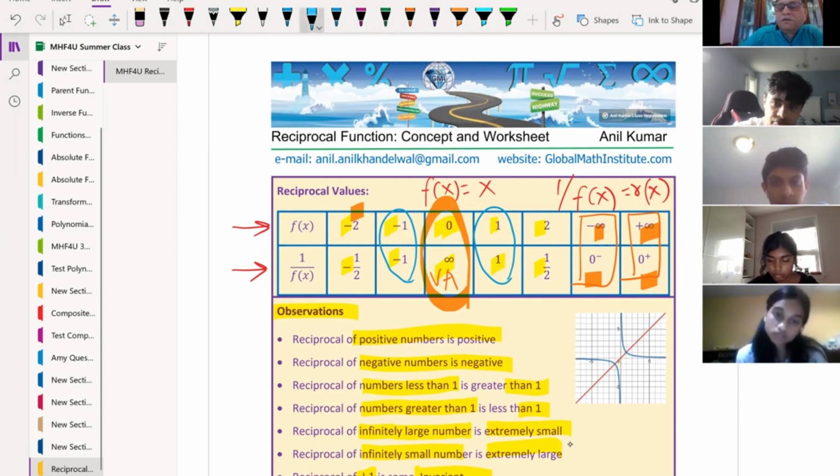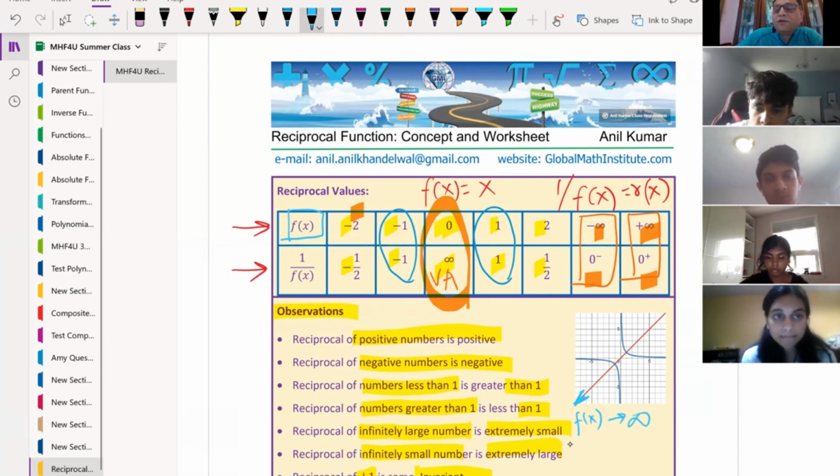X approaches negative infinity, where we are saying f of x approaches, f of x is the y value, correct? So this is going to negative infinity, right? F of x. Here, f of x is approaching negative infinity, correct? So what is happening to 1 over f of x?